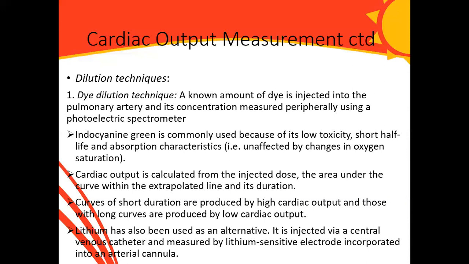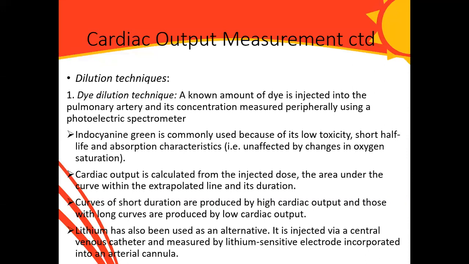The commonest dye that is used is indocyanine green, because of its low toxicity, short half-life, and very favorable absorption characteristics, and it is not affected by changes in oxygen saturation. So what you do is that the cardiac output is calculated from the injected dose by calculating the area under the curve within the extrapolated line and its duration.